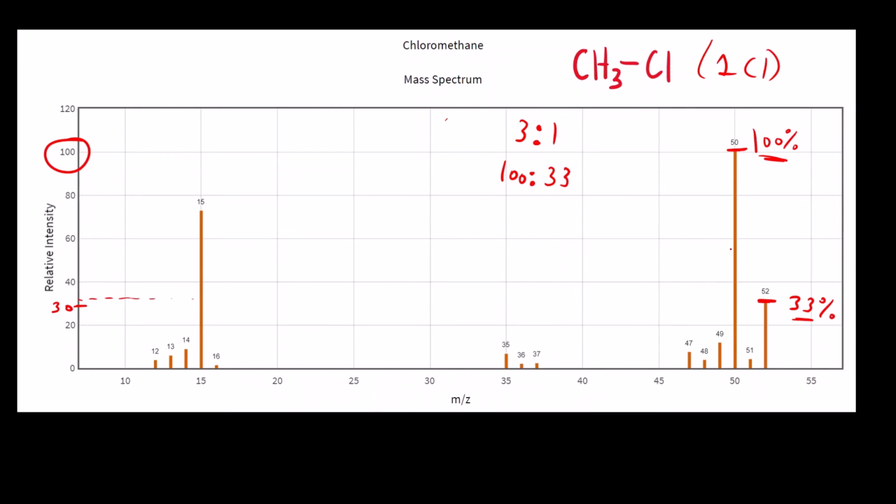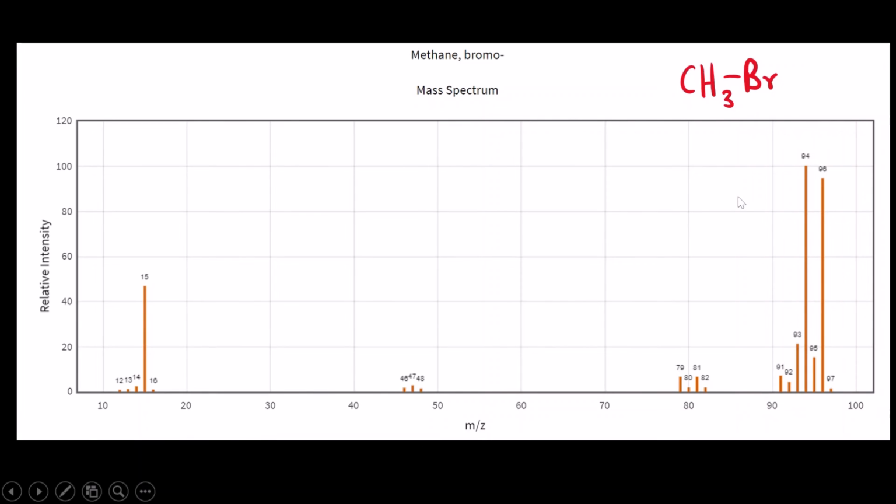So you can see the M plus peak is at 100% and this one is 33. For example, let's say the height of the peak at the M plus ion is approximately 9 centimeter. So this other peak will be divided by 3, that will be 3 centimeter. Okay, this was for 1 Cl.